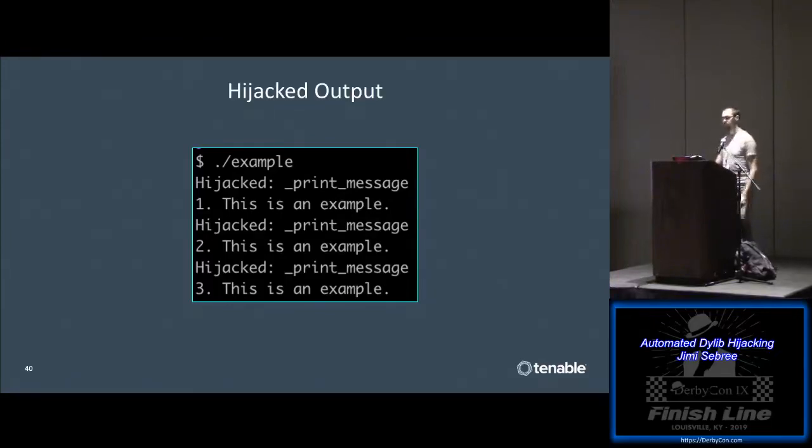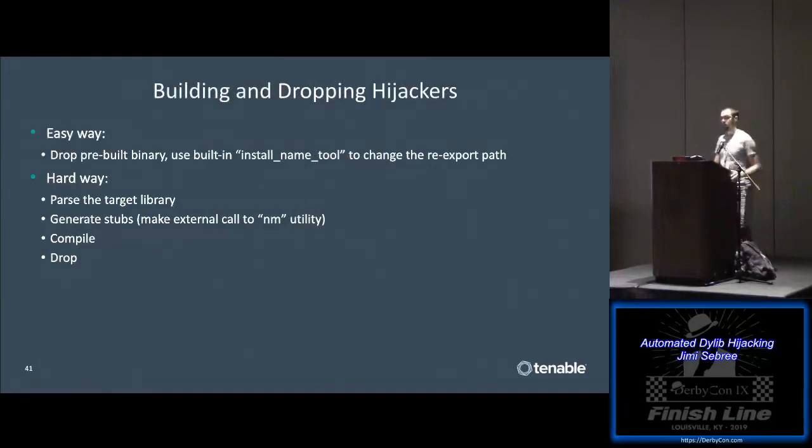output. If you're using the constructor method, which you probably will be if you're looking for any sort of persistence or privilege escalation, you don't need to do anything special. You can use your precompiled binary and just use the install_name_tool to change the paths every time you find a new library you want to hijack. If you're doing it the more annoying way, you'll just need to do a little extra groundwork to parse some of the output from some special tools, and then build and then compile and then drop.